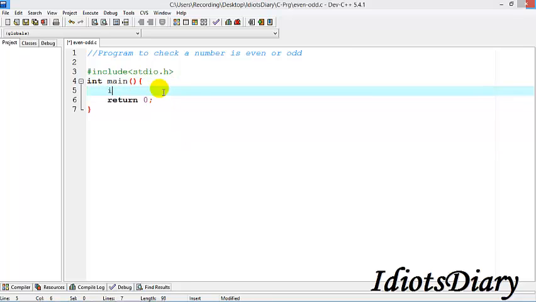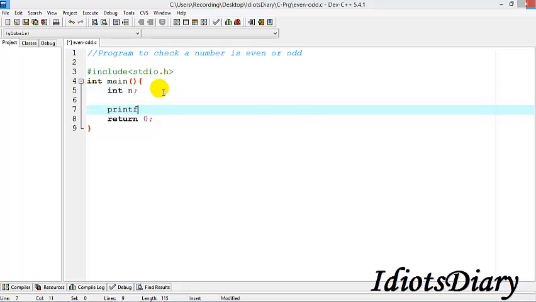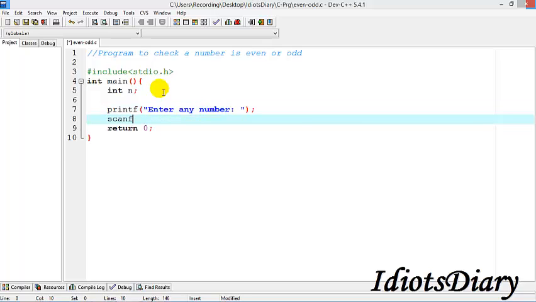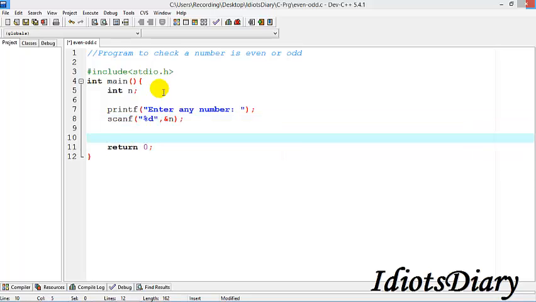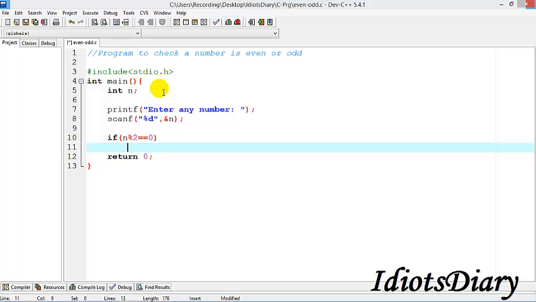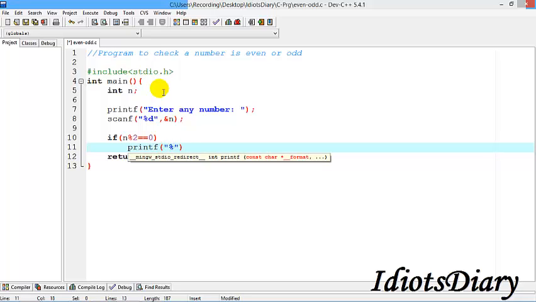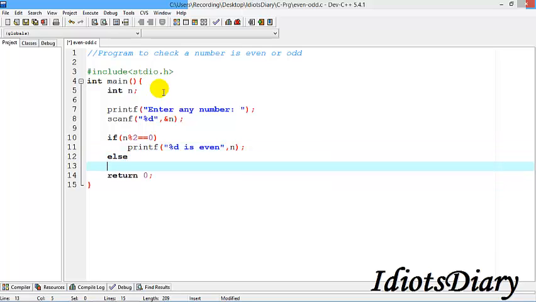We start the program by taking a variable n and receive the input from the user by sending a message, enter any number, and then receive the input on the address of n by using the scanf statement. To check whether the number is even or odd, we check the condition n mod 2 equal to 0. If the number is even, then it is divisible by 2 and its remainder will be 0. So here we print the message "this is even", where "this" is replaced by n. Otherwise we print the message "this is odd", where "this" is replaced by n.